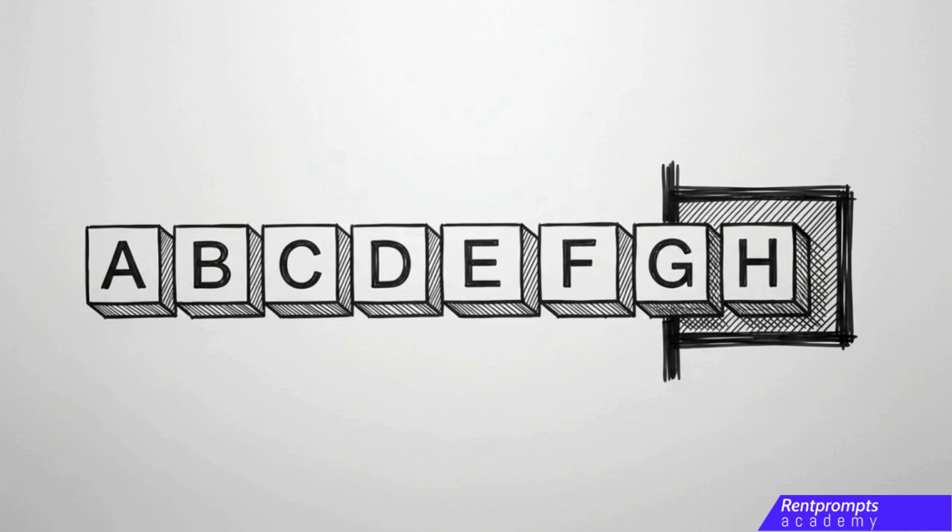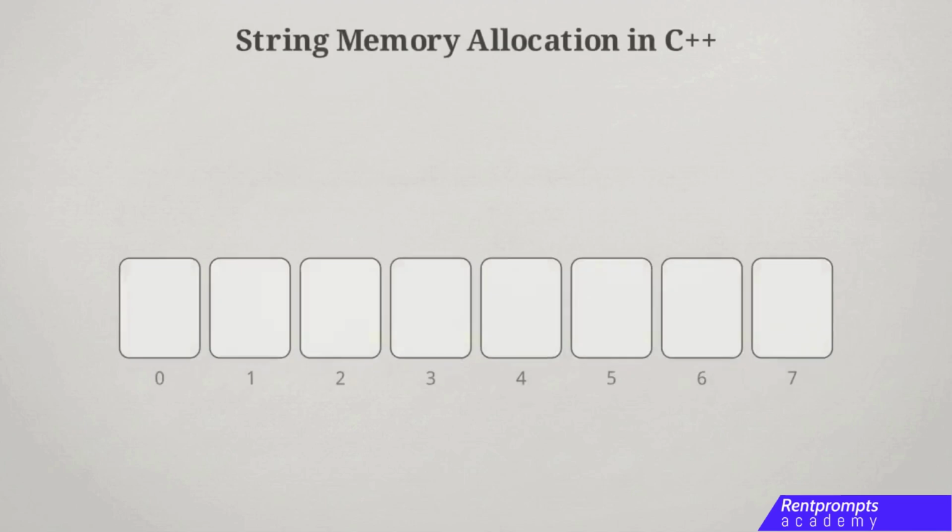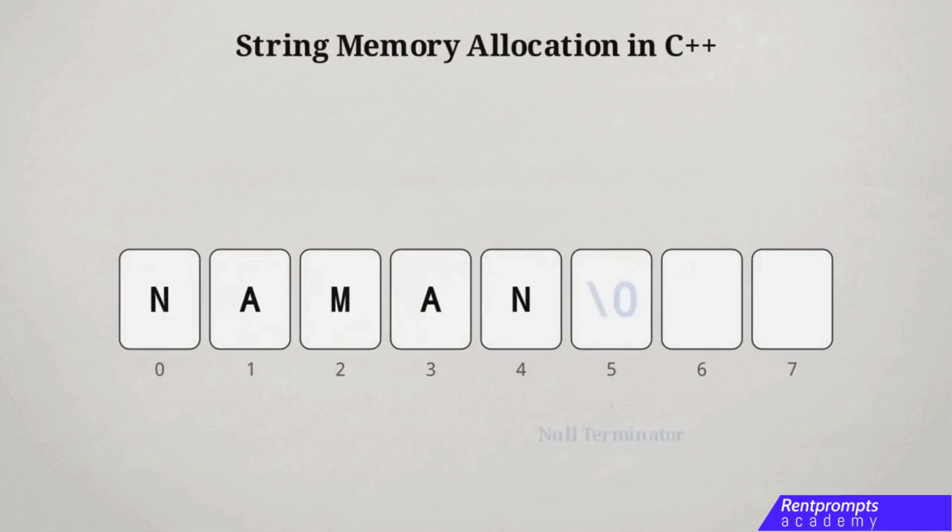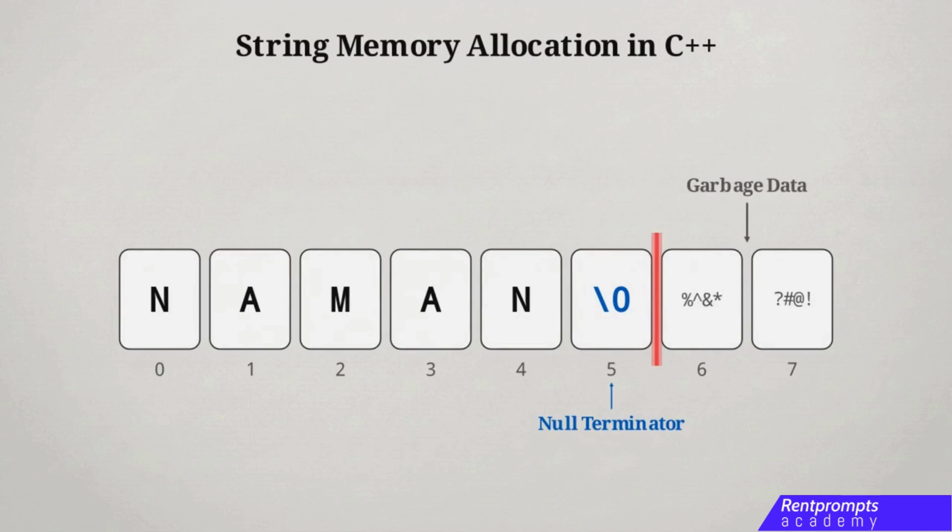A string in C++ operates on this exact same linear principle. It is simply an array of characters with a strict mechanical boundary. Looking at this diagram, the word mnemon ends with a null terminator. This ASCII 0 acts as a physical wall, signaling to the compiler exactly where the allocated memory stops, so it doesn't read adjacent garbage data.